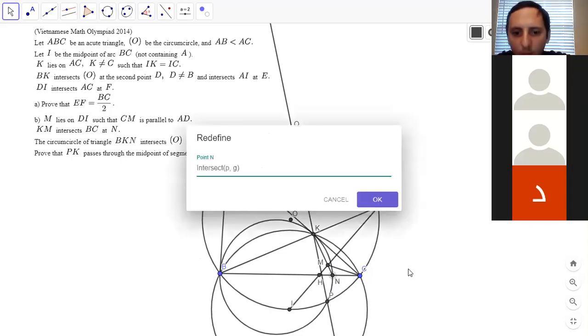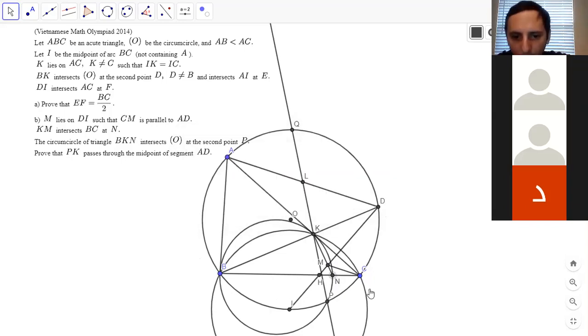Because the angle KBN is equal to DAC, and angle BKN is 180 minus DKN. But DKN is equal to DCM. DKN is DCM because DKCM is cyclic. No, because it is a kite. Oh, because it's a kite. So DKM is equal to DCM, but CM is parallel to AD. So ADC is 180 minus DCM. So the two triangles are similar.